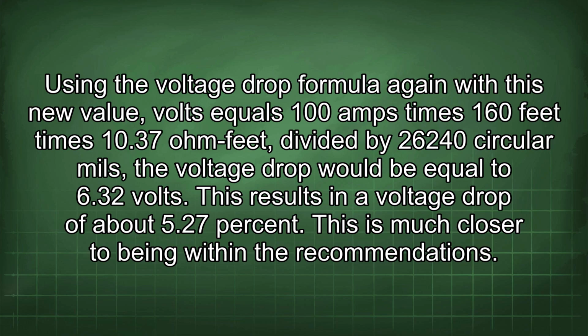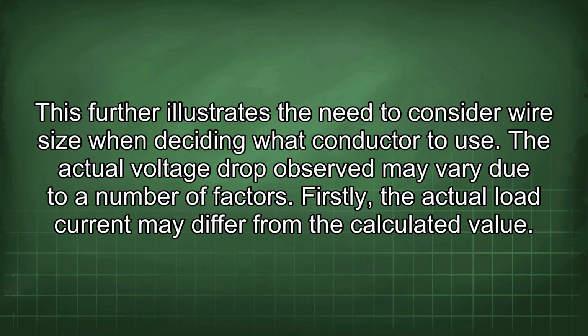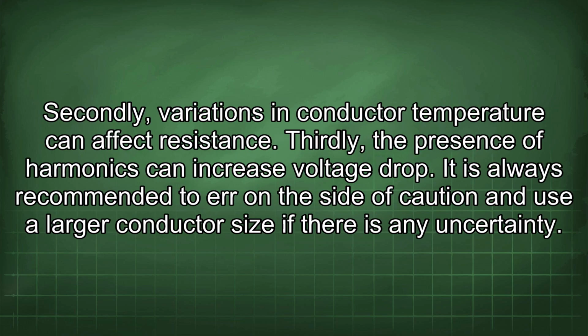This is much closer to being within the recommendations. This further illustrates the need to consider wire size when deciding what conductor to use. The actual voltage drop observed may vary due to a number of factors. Firstly, the actual load current may differ from the calculated value. Secondly, variations in conductor temperature can affect resistance. Thirdly, the presence of harmonics can increase voltage drop.